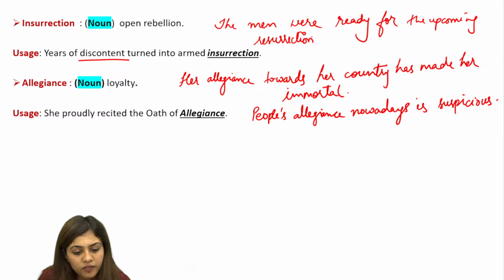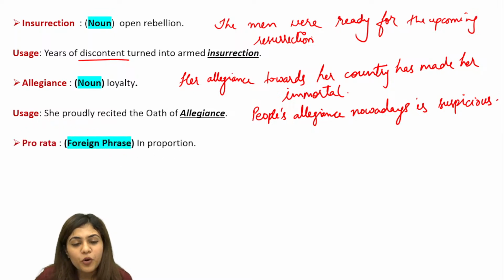See, I have always been allegiance, ye galat ho jayega. You need to use it as a noun. So, my allegiance when it comes to watching Shin Chan is unmatched. Inter alia, her allegiance while taking oath showed a sense of tedium. Oh, lovely. The next one is prorata.